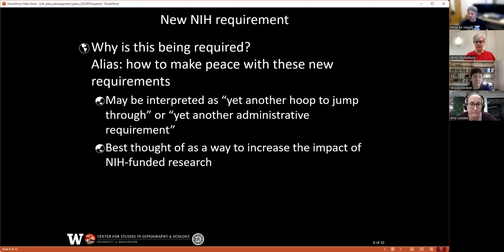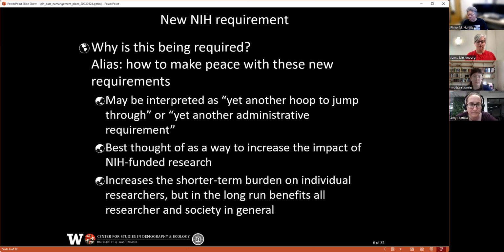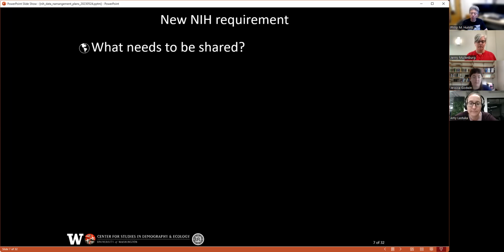Taxpayer dollars should be spent wisely and with the greatest effect. And although this really increases the shorter-term burden on individual researchers, in the long run, it really should benefit all researchers, and it should benefit society in general. Now, how many times have you read a paper where you said, wow, I wish the data were available, or I wish that the methods were available in more detail? And I think the intention of this is really to help increase the open science part of what we're doing.